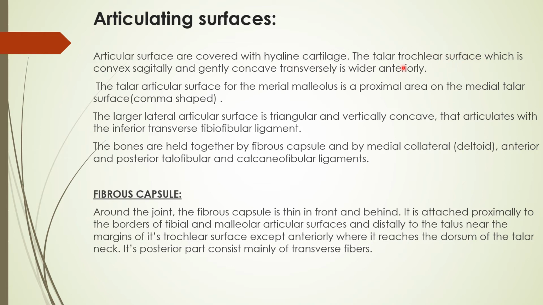Talar articular surface, which is convex sagittally (anteroposteriorly) and concave transversely, is wider anteriorly and narrow posteriorly. The talar articular surface for the medial malleolus is a proximal area on the medial talar surface, comma shaped. If you look at the lateral surface of the medial malleolus, that is the comma shape, which fits on the same comma-shaped surface on the medial side of the talus.